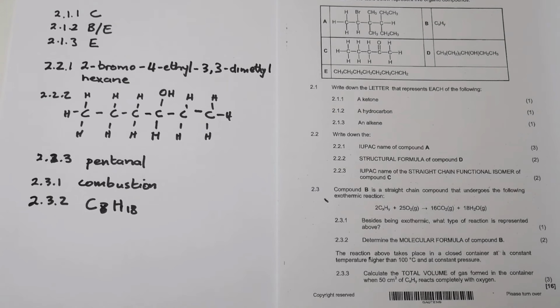Right, the very last question. They say the reaction above takes place in a closed container at a constant temperature higher than 100 degrees and at constant pressure. Calculate the volume of gas formed in the container when 50 cubic centimeters of CXH18 react completely with oxygen. The beauty about this question, why I liked it, is that they've given you the ratios there. You wouldn't need to know what CXHY is, so you wouldn't need the preceding question to answer this one. It doesn't disadvantage you in any way.